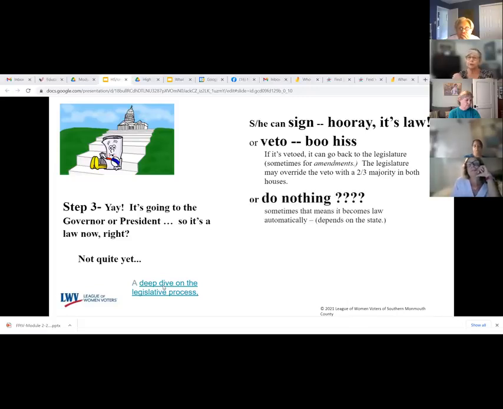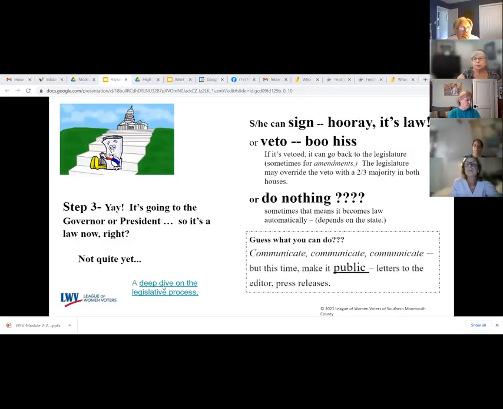Or the president or the governor, I mean, the head of the assembly or the head of the Senate or the governor can do nothing. And sometimes in some states, that means it becomes law automatically, but sometimes it doesn't. Sometimes it's pocketed and then it doesn't pass at all. But this whole time you can communicate. And if you make it public, like with letters to the editor and press releases, you have more power behind you because other people will begin to jump on the board.